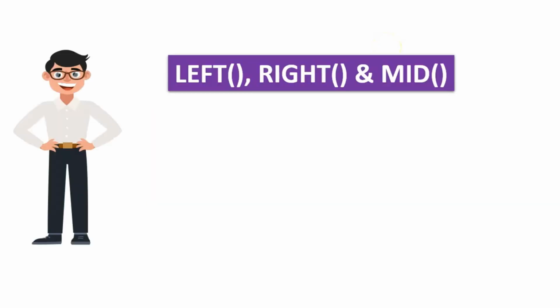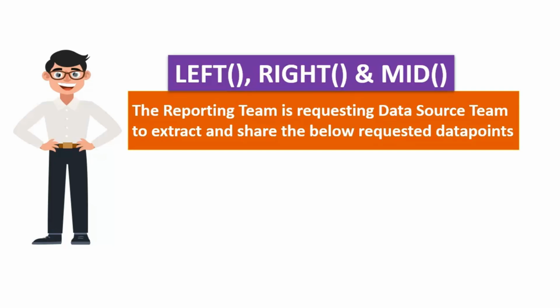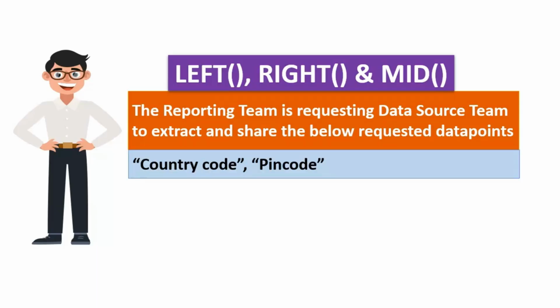Starting with our first example, in this we, as the data source team, will extract details as requested by the reporting team. We will use left, right and mid functions to extract the requested data points. In the first query, the reporting team has requested to extract the country code and PIN code of a given customer. We will extract the PIN code from address line 1 using the right function and the country code from the contact number using the left function.